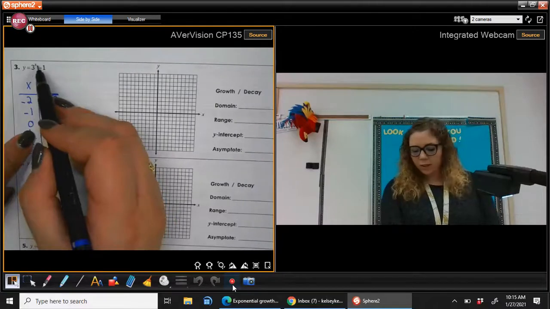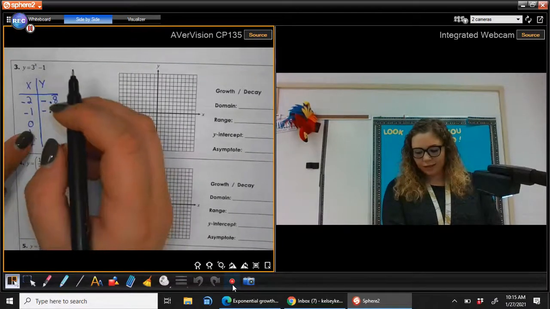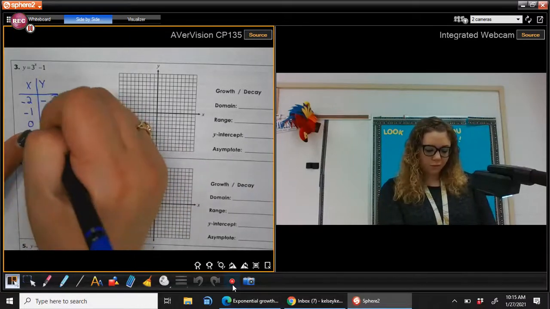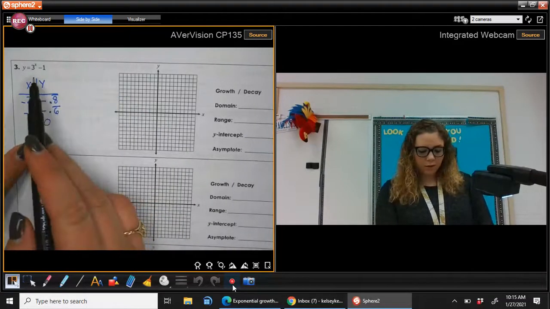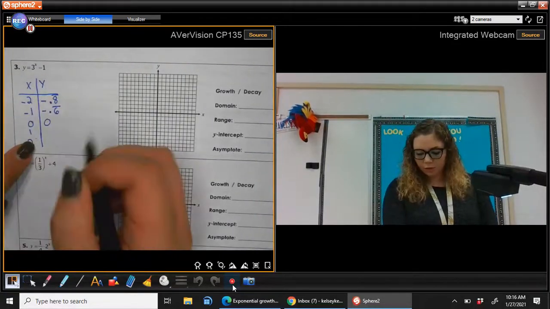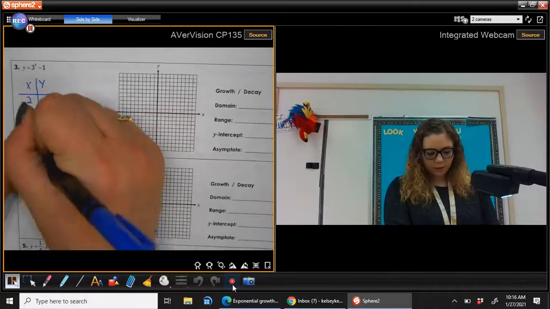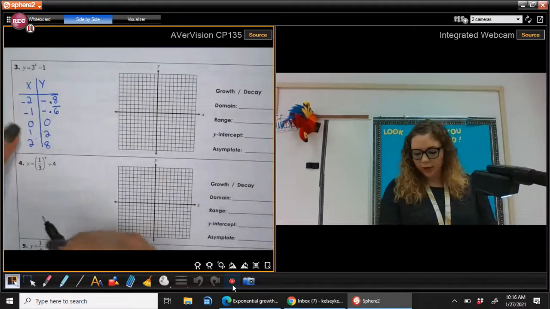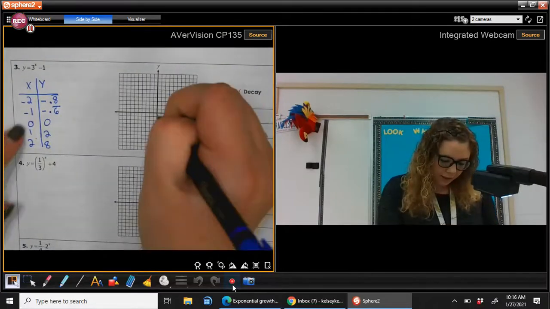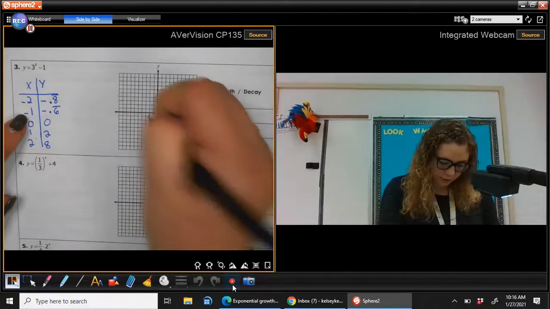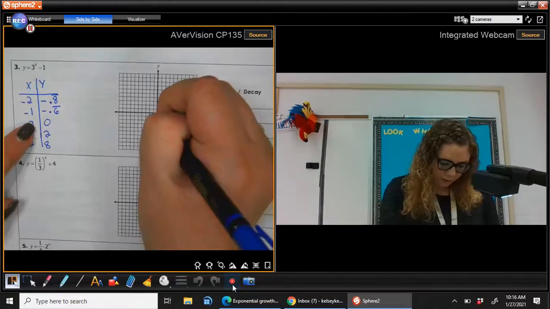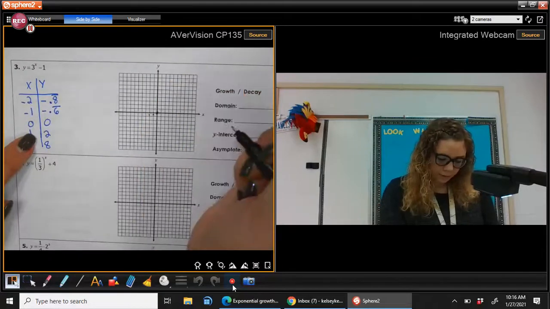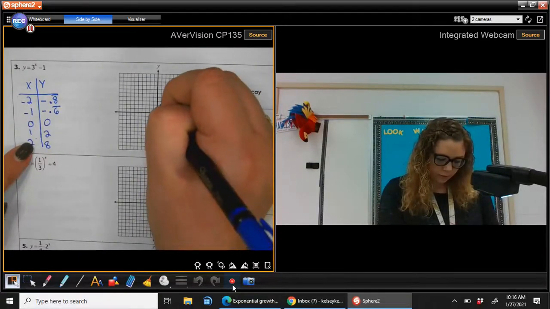3 to the 0 is 1. Minus 1 is going to give me 0. Okay, so 1 minus 1 is 0. Plug 1 in, 3 to the 1 is 3, minus 1 is going to give me 2. Plug 2 in, 3 to the second power minus 1 is going to give me 8. Now I'm going to graph these points. So I have negative 2, negative 0.8, negative 1, negative 0.6, 0, 0, 1, 2, 2, 8.